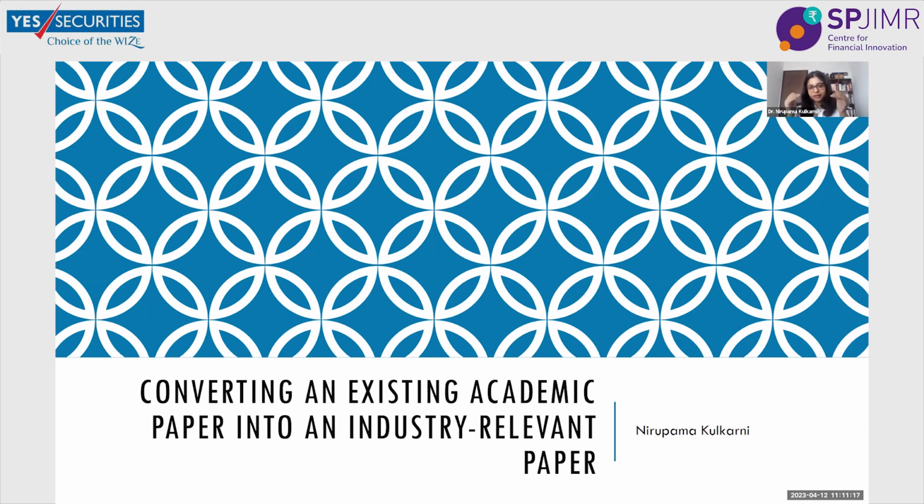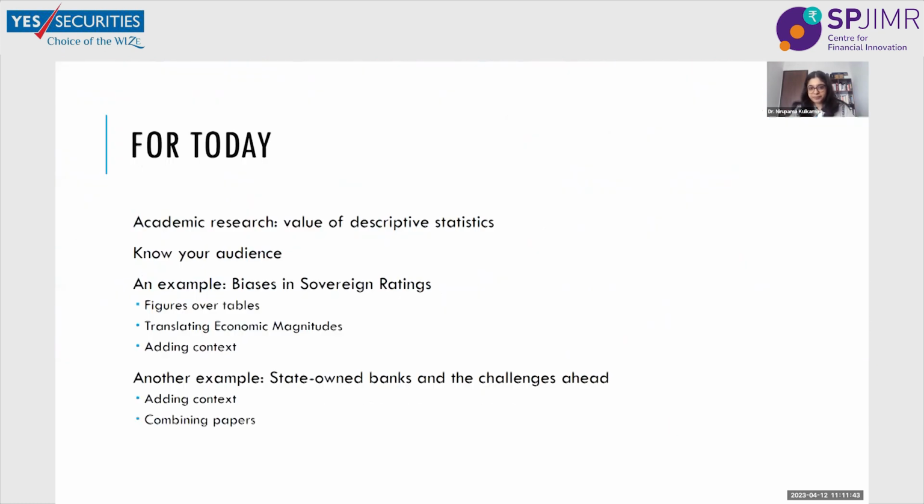I'll start from basically we have a paper, and then how to make that paper more accessible to practitioners, how to contextualize it. Some of these are very basic things, like, for example, using figures instead of tables, using pictures, and not just throwing numbers at people. So let me just get started. This is about converting an existing academic paper into an industry-relevant paper.